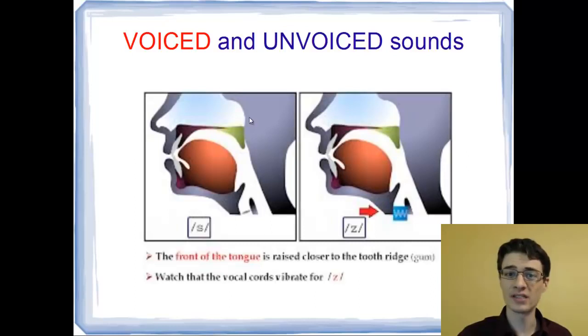Z is voiced and S is unvoiced. They are the same, except when you make Z, your throat vibrates. Let's try it a little bit. S, s. My throat is not vibrating, but when I make a Z sound, Z, z, my throat begins to vibrate. You can think of S and Z as twins. They are the same, except Z makes my throat vibrate.